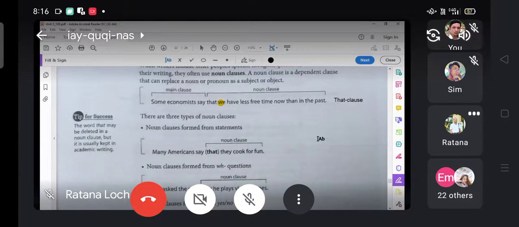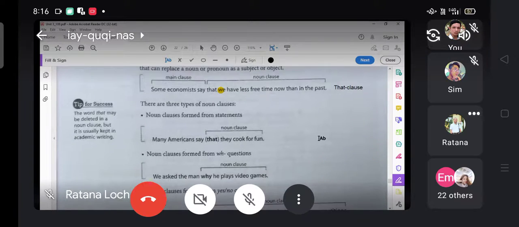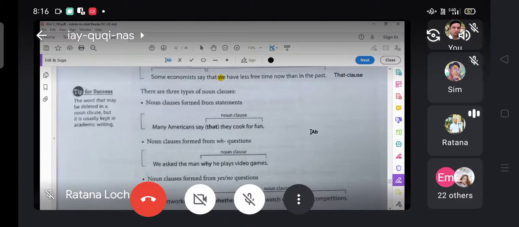Okay, number 1, noun clauses formed from statements. For example, many Americans say that they cook for fun. You can say "many Americans say" is the independent sentence, and "that they cook for fun" is the dependent sentence. It is the noun clause.